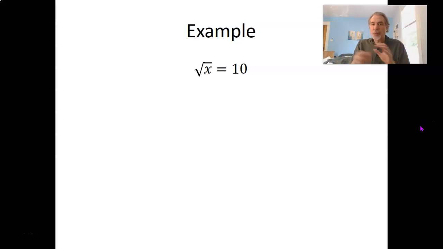Here we're going to be solving radical equations, equations involving square roots. And let's start with a real simple example. The square root of x equals 10. We want to get just x itself. How can we go from the square root of x to x? Well, we can undo square roots with squaring.